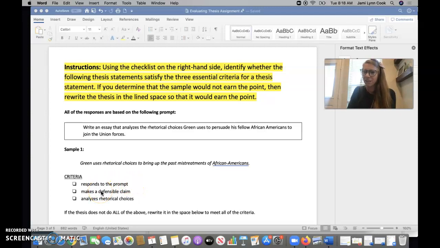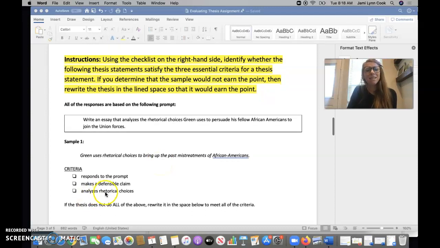And then is it defensible? Can I argue this? No, it's kind of a statement. Does it analyze rhetorical choices? Well, it says rhetorical choices, but it doesn't actually list any specific choices. I don't think this thesis meets the criteria. So I'm going to have to rewrite it.